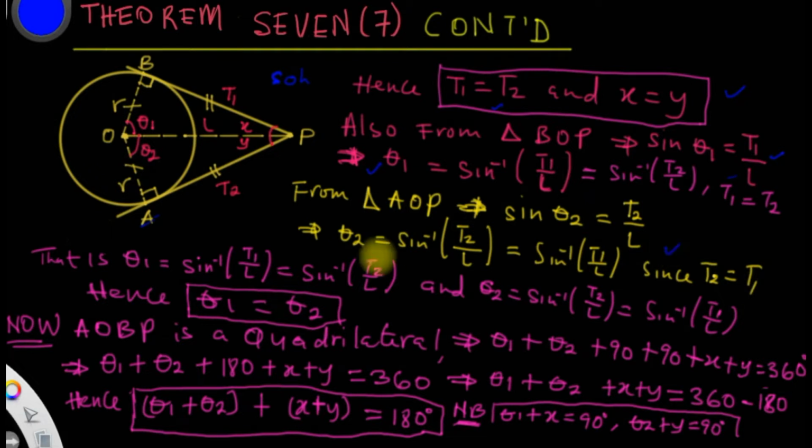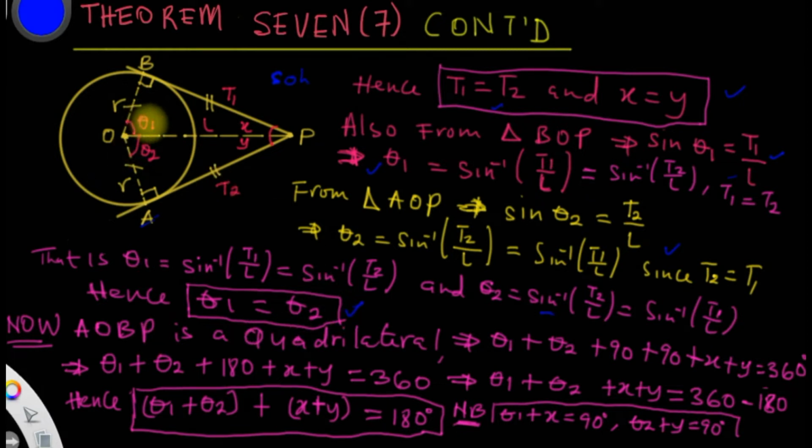Have you seen? So from this side and this side, let us continue. Theta 1 is equal to sine inverse of T1 over L, which is the same as sine inverse of T2 over L. And theta 2 is equal to sine inverse of T2 over L, which is the same as sine inverse of T1 over L. What does it tell you? Hence we can say that theta 1 is equal to theta 2.